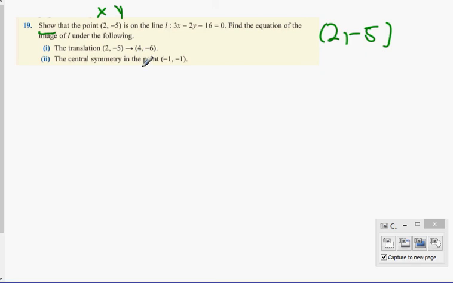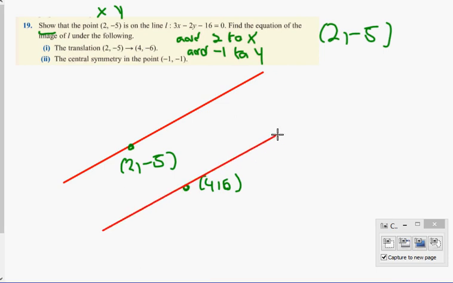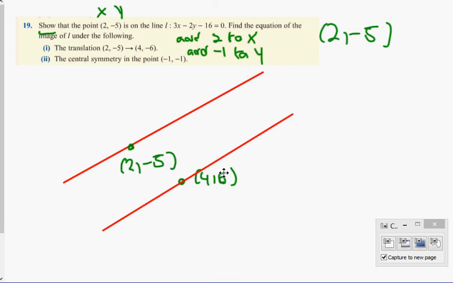Now, the translation. What this means is when you have a translation, you have a bunch of points on a line, one of them being (2, -5). Now what happens is, 2 is added to the x value, so add 2 to x, and then the other one is add -1 to y. Now what happens to each point is it goes across 2, down 1. So it ends up down here. If you imagine each point gets changed to the same degree, what's going to result is a parallel line. So that's usually what happens: a parallel line will result when it gets translated.